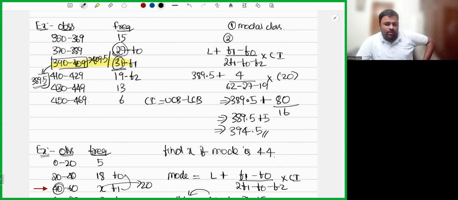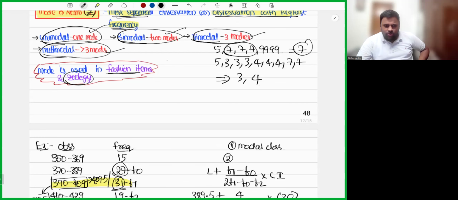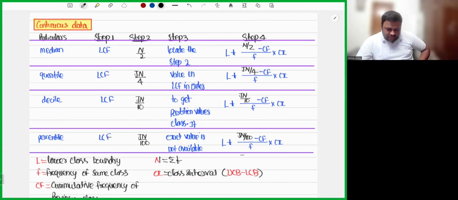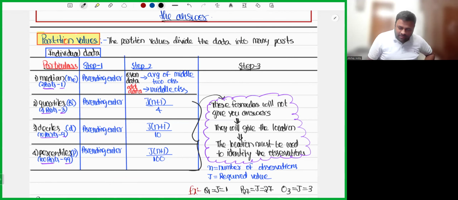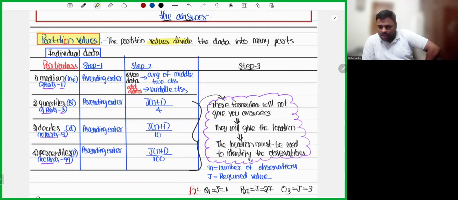partition values. Again, mode is a positional measure. I need not tell that. Partition values. What are these partition values? These partition values are something which divide the data into many parts. They break the data into many parts. That's the reason we call them partition values. We have four partition values: median, quartile, decile, and percentile. Median divides the data into 2 parts. Quartiles, 4 parts. Deciles, 10 parts. Percentiles, 100 parts. Simple.